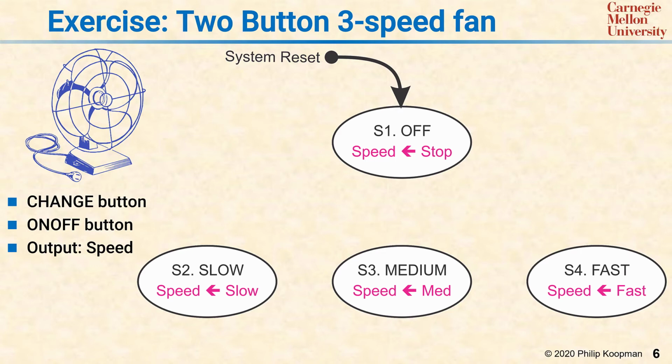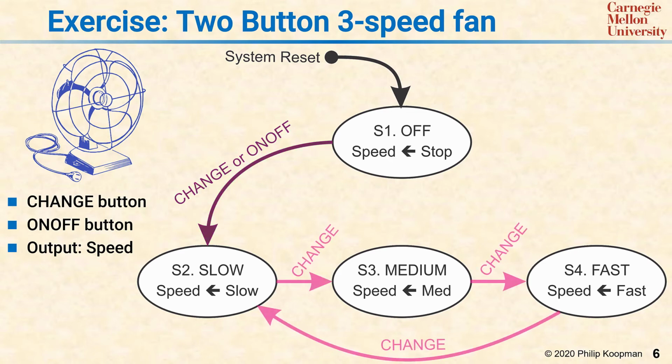If the fan is off, you can press either button to turn it on, which kind of makes sense because if somebody wants the fan on, they'll just press a button and see what happens. We've decided in this case that both buttons will put the fan into slow speed. So far, feels the same as the previous design. And pressing the change button cycles from slow to medium to fast as before.